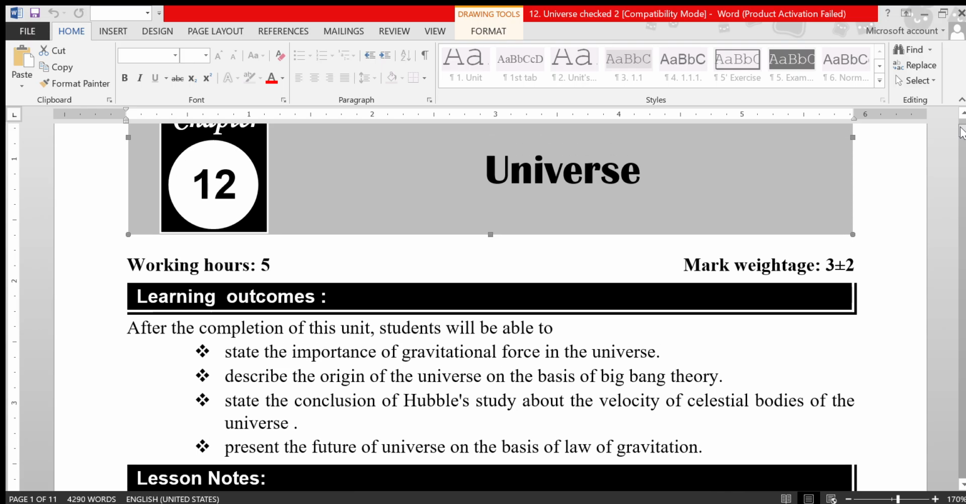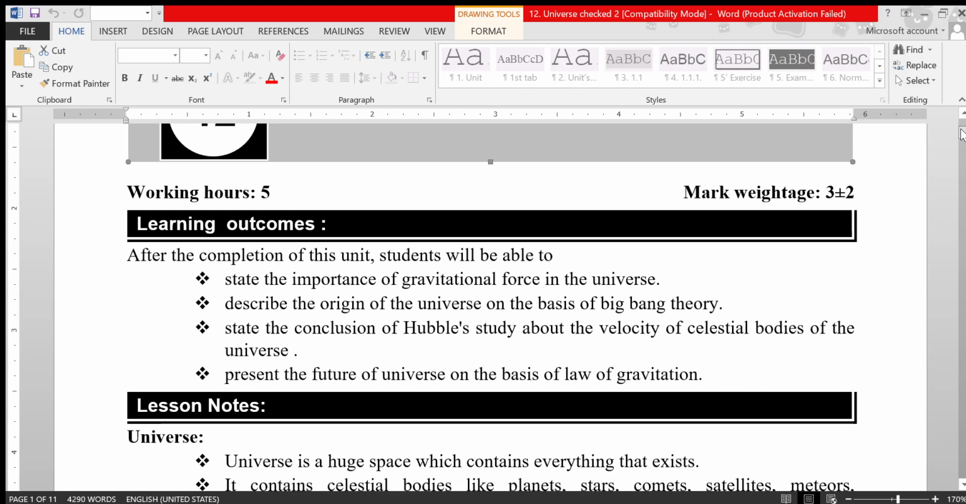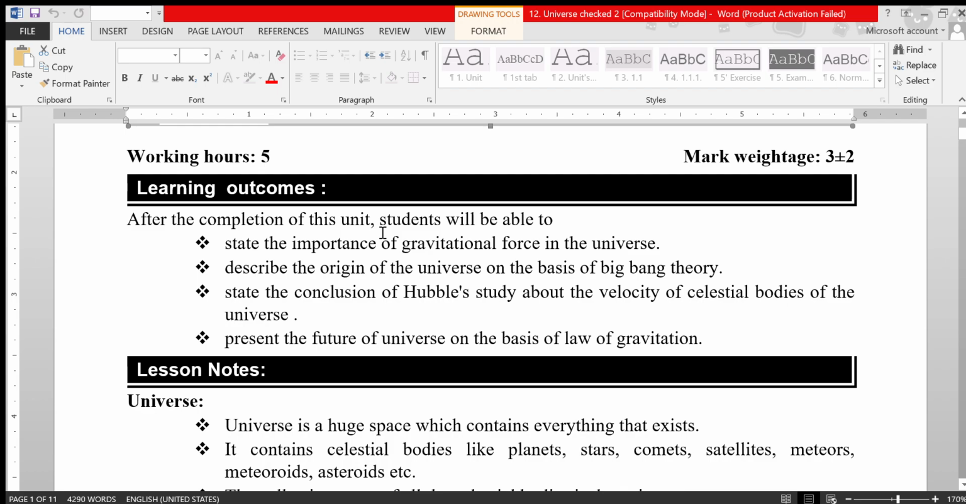It's chapter 12, working hour 5, mark weightage 3 plus minus 2. Learning outcomes. These are the learning outcomes.